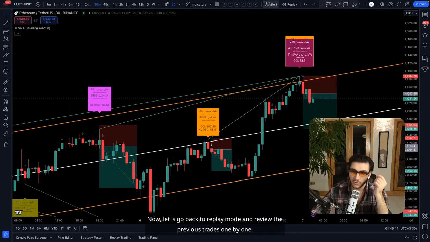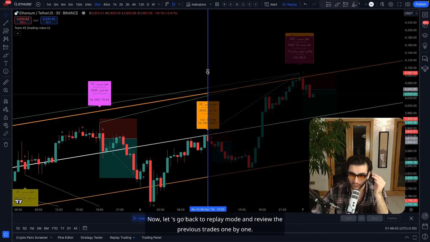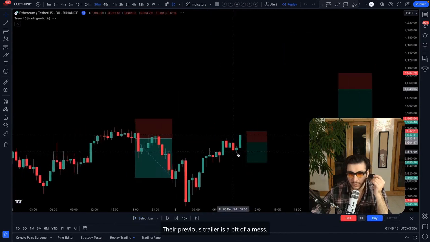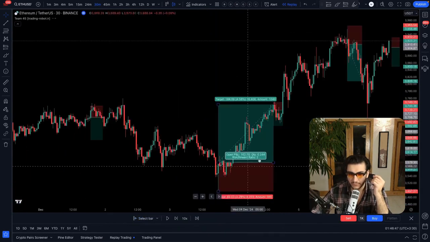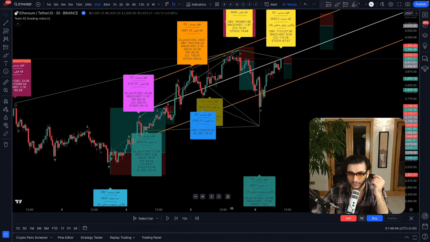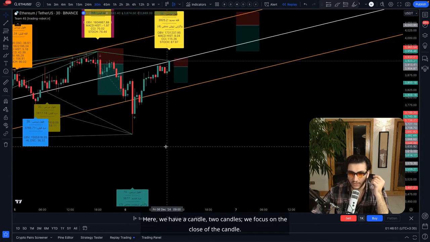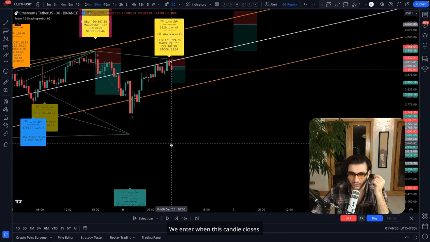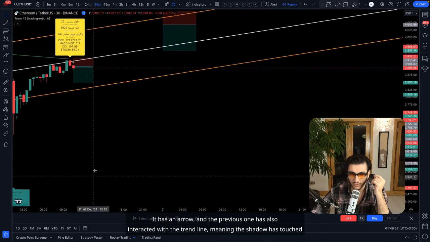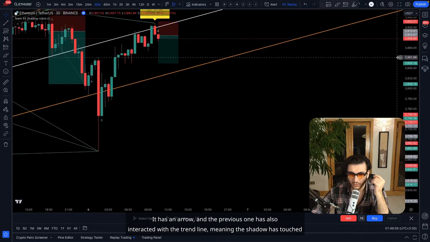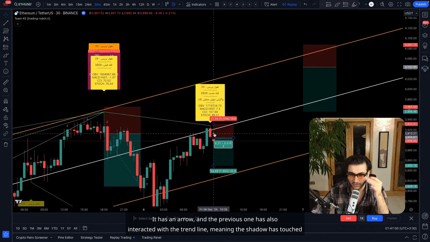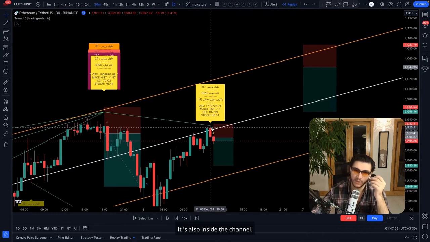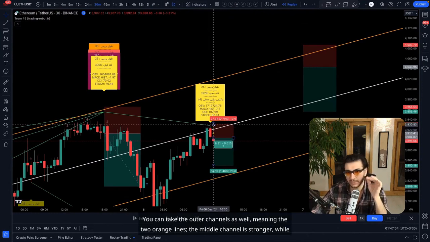Now let's go back to replay mode and review the previous trades one by one. The previous trade is a bit of a mess. Here we have a candle, 2 candles. We focus on the close of the candle. We enter when this candle closes. It has an arrow, and the previous one has also interacted with the trend line, meaning the shadow has touched it. It's also inside the channel.